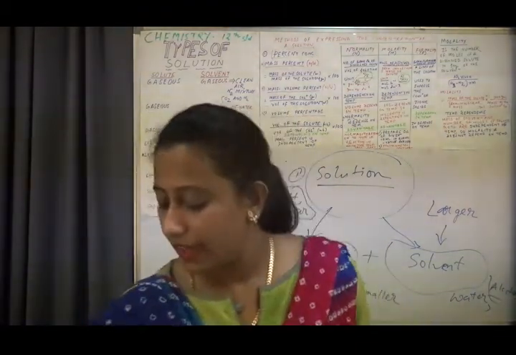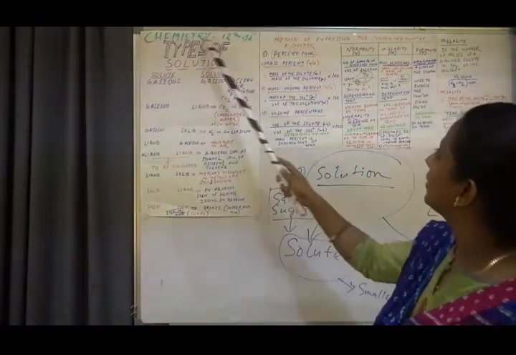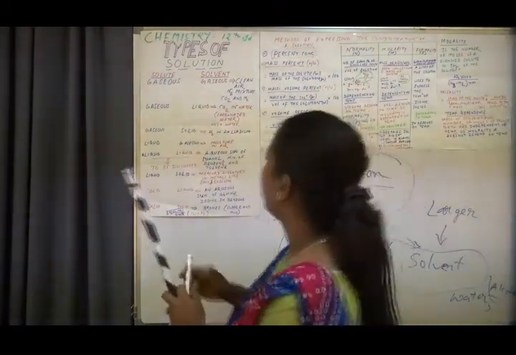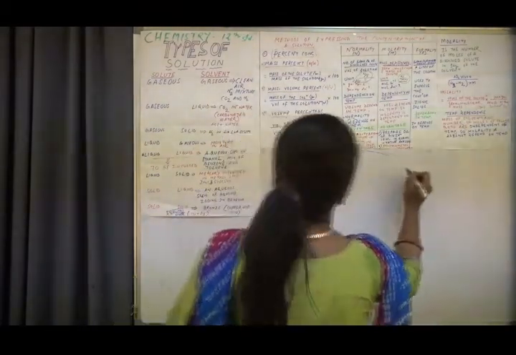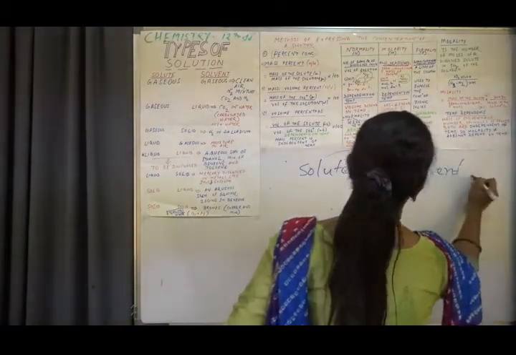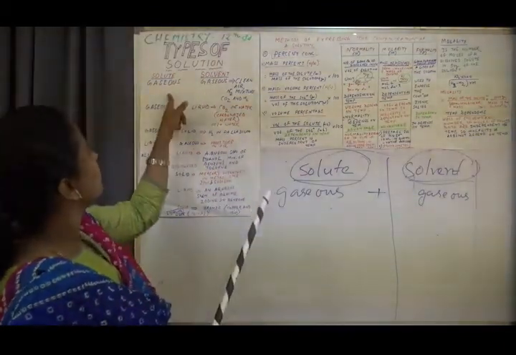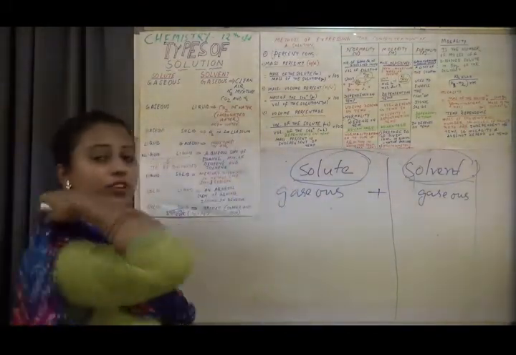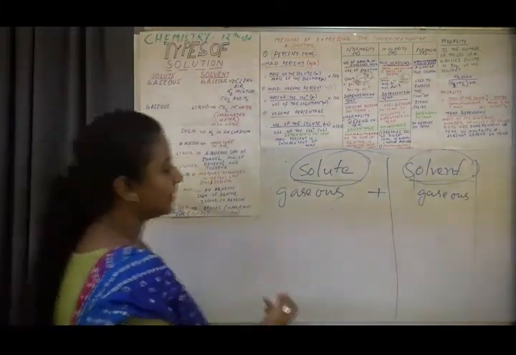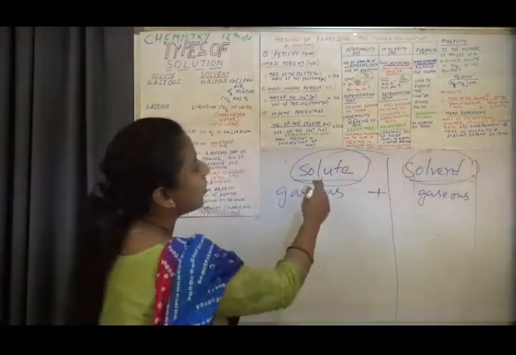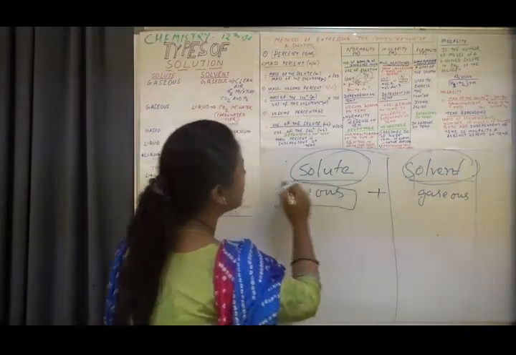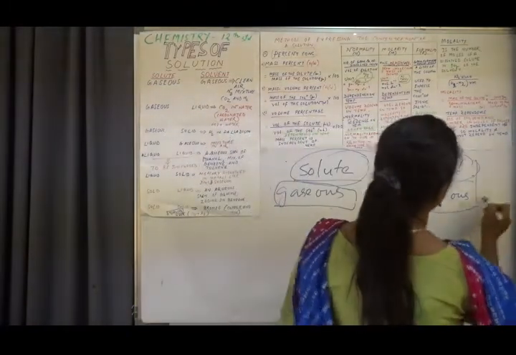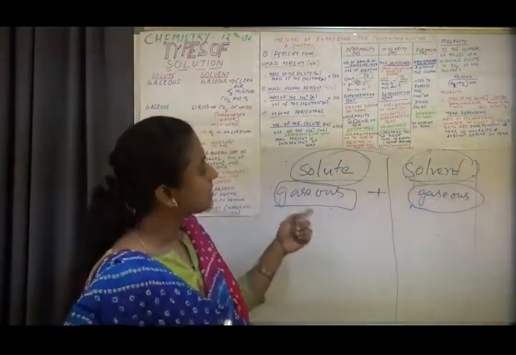So here I've tried to write some of the types of solution in terms of solute and solvent. There are various types of solution. It can be gaseous and gaseous. I am drawing this here for your benefit so that you can properly see what I am writing, solute and solvent. Here the solute is gaseous and the solvent is also gaseous. Can you find some example of this type of solution?